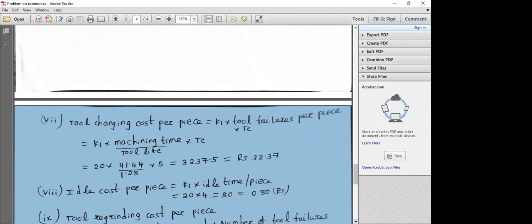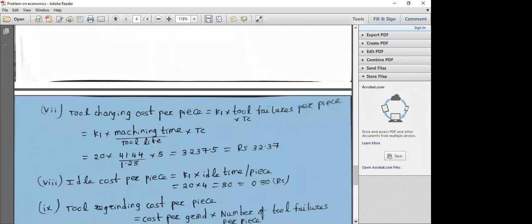And K1 is the operating cost, which is nothing but the labor charges plus overhead per minute. Overhead, already I told you, it is the unforeseen charges you have to take into consideration. So that is K1. He has given us 20 paise, 20 paise into that particular 4 minutes. So just try to see that.